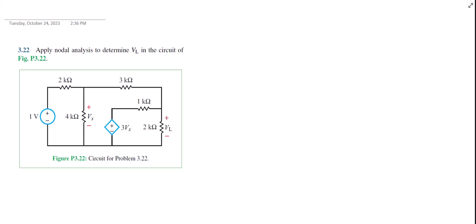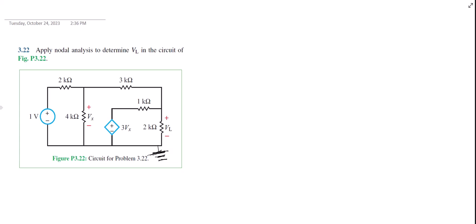So I usually start off by selecting a ground node. And if I don't have any reason to do it differently, I usually have the bottom of the circuit be the ground node, just because the way most people draw circuits, it makes sense to do it that way. And then often there will be some voltages that you can label before you set up your equations.